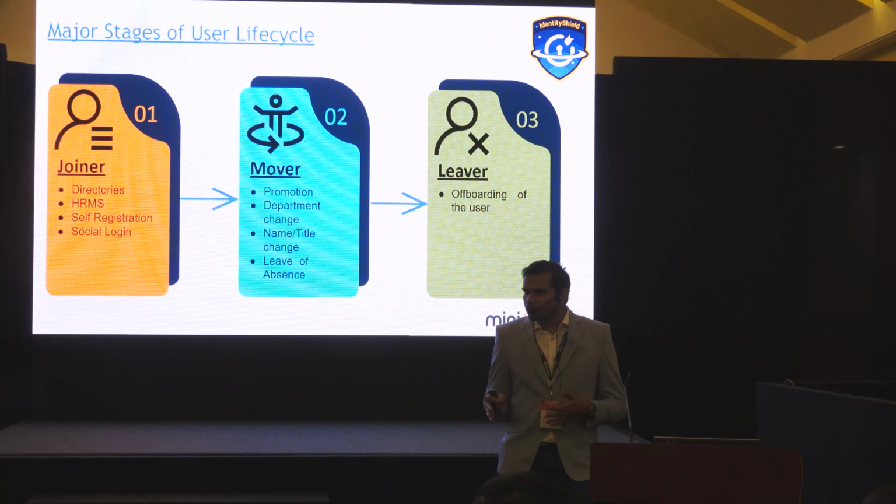Then comes the second part, which is mover. A mover is simply a user account which has any type of change. Let's say a user got promoted and their designation changed. You have to change their privileges in all of the applications. Let's say their phone number changed, or they got transferred to a different department, or someone got married and got their name changed. This change has to be transitioned in each and every application. That's where the mover comes into the picture. Leaver, as the name suggests, is when someone leaves the organization and we simply have to offboard that user.